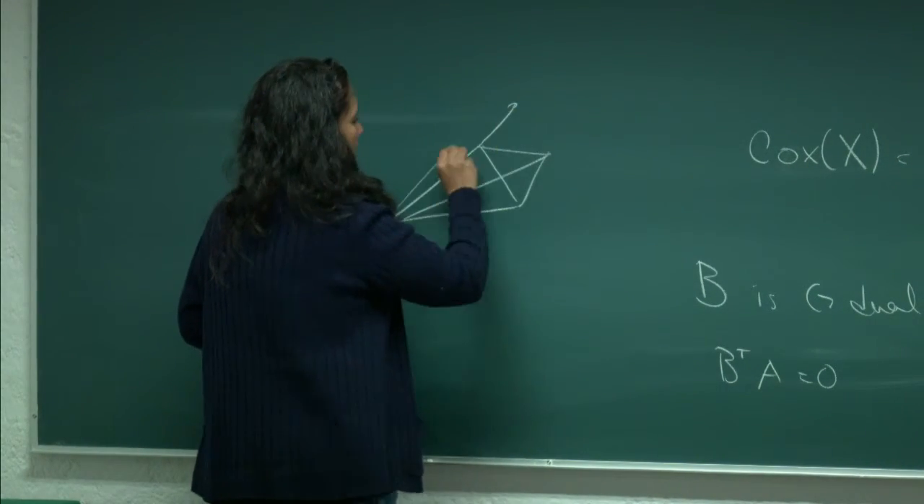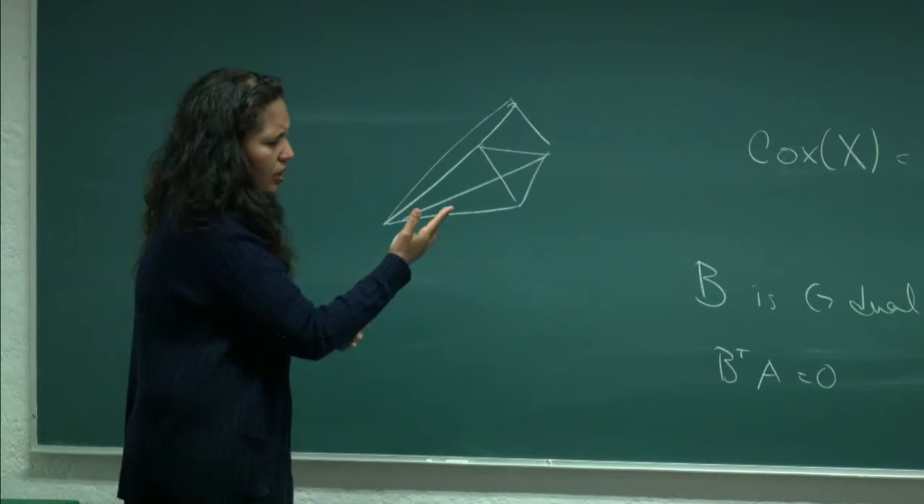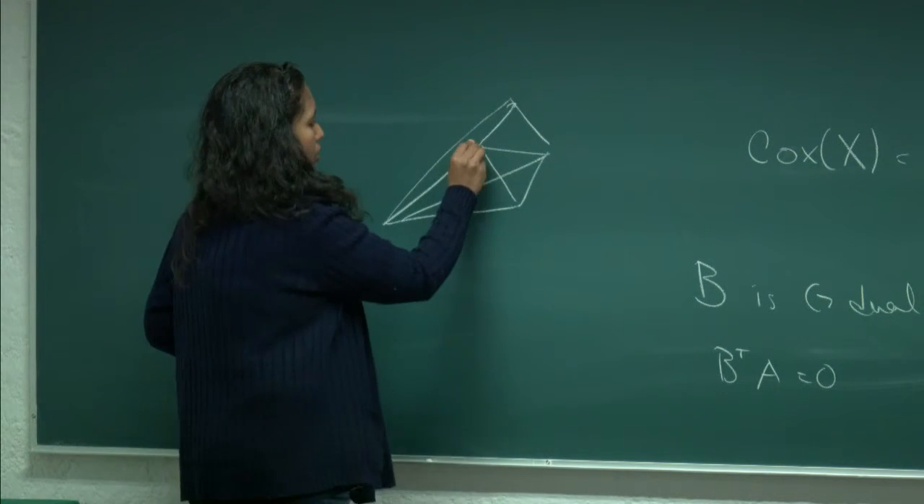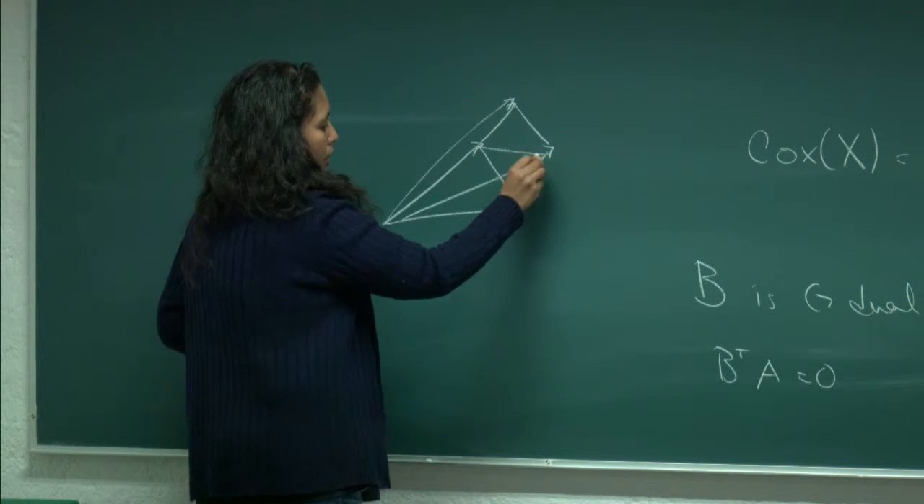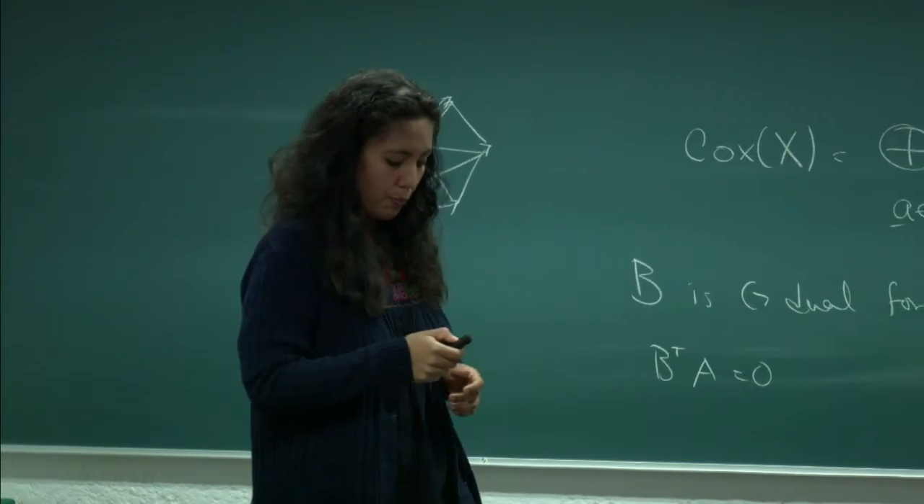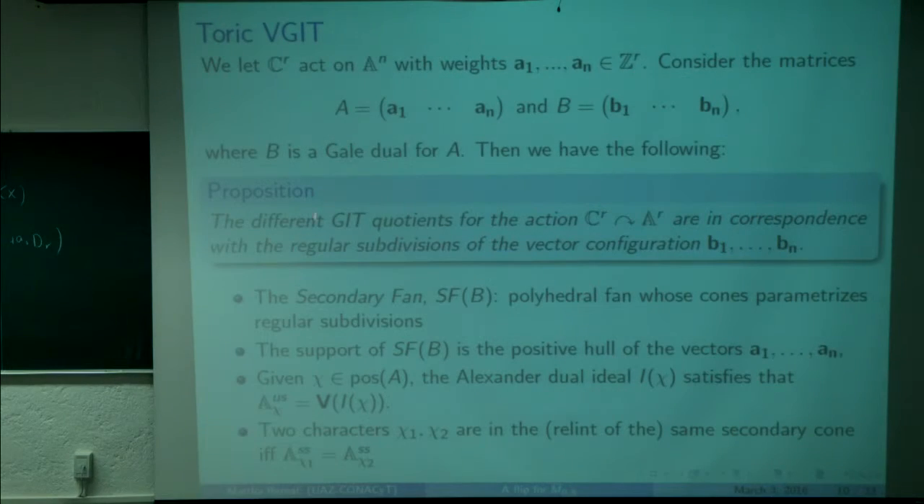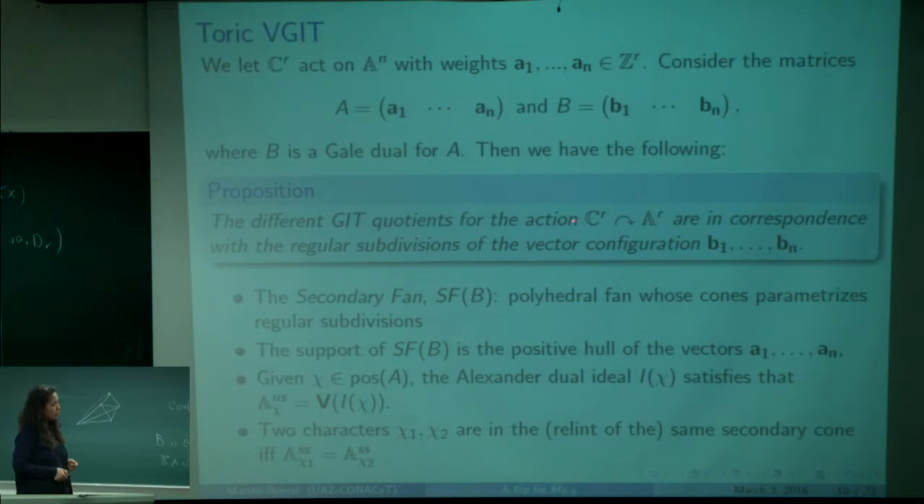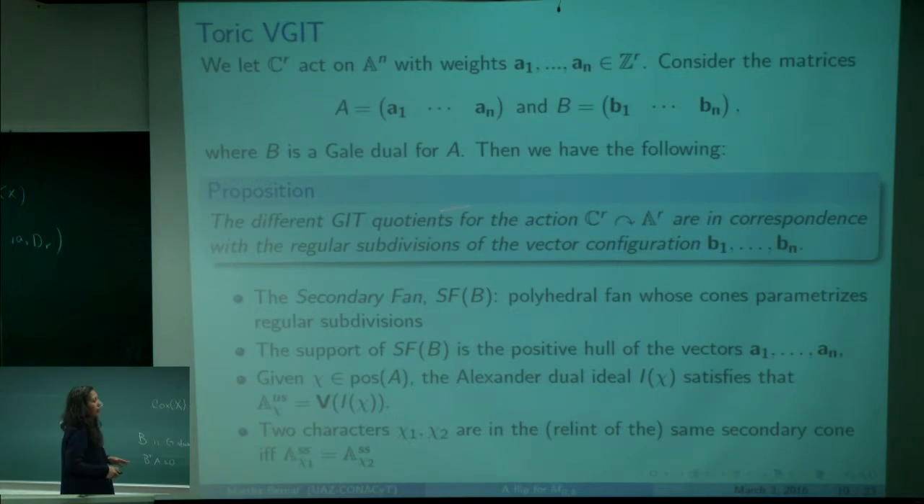One more vector here. So these are the vectors that you get from the columns of the matrix B. What is surprising here, at least for me, is that the different GIT quotients that you can get for the torus action are in correspondence with the regular subdivisions you can get for this vector configuration.